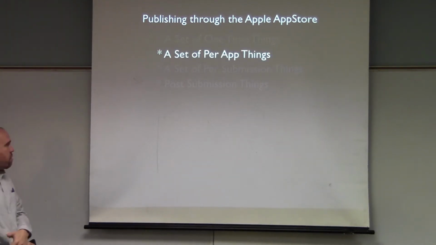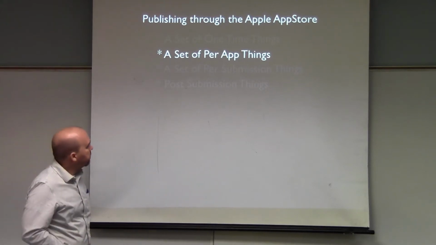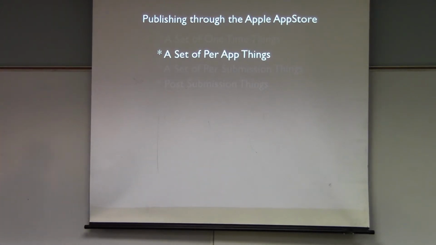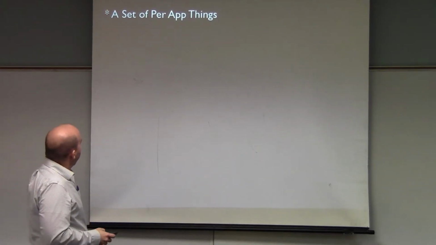Now, there's a set of per-app things that also need to occur. So this is now when you finish developing your first app, and you're ready to publish the app for the first time. And what are those?